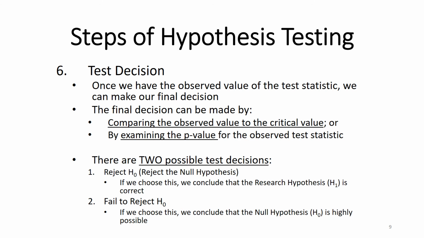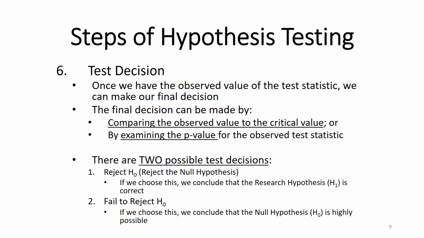All right. So once we have both our critical value of the test statistic, step 4, as well as our observed value of the test statistic, step 5, we can make our final decision. And in its simplest sense, we start with looking at our second bullet point here. The final decision can be made by comparing the observed value to the critical value. And that's what we'll start with in our next lecture with the Z.